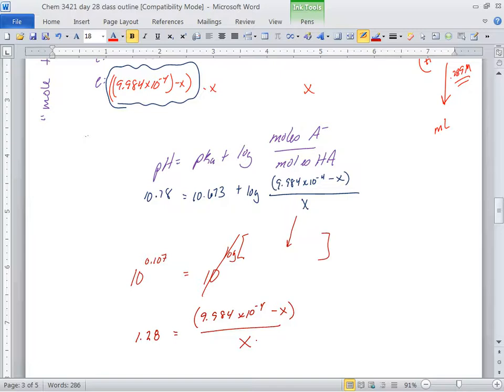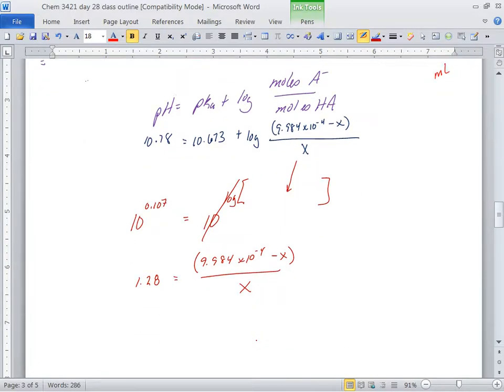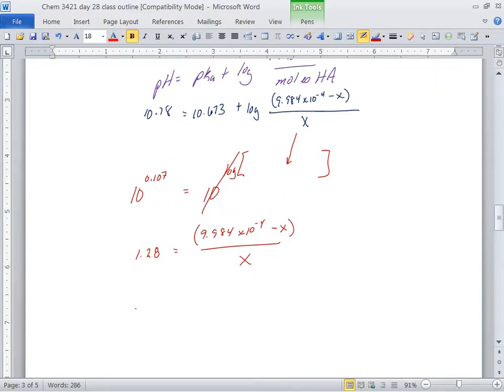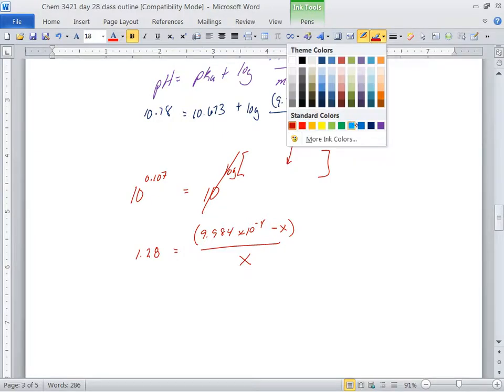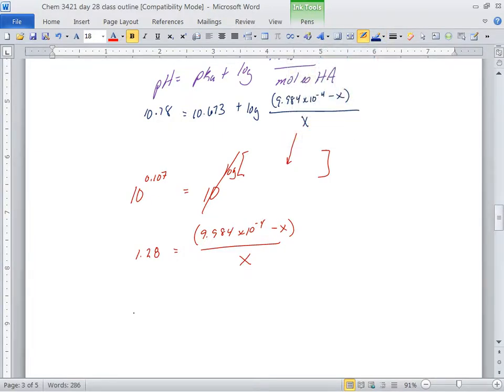Yeah, because you get 1.28x equals this number minus x. So then add x to both sides to combine the x's. Or subtract 1.28x from both sides, whatever. I think it'd be easier to add x to both sides. X is going to be our molarity? Look at the table. It tells you what x is.